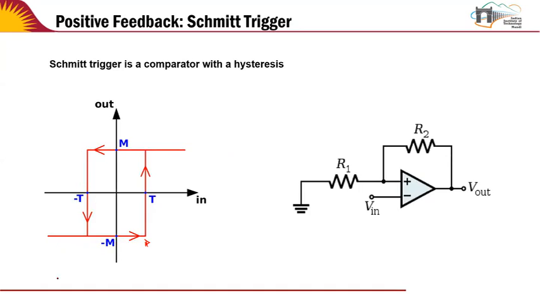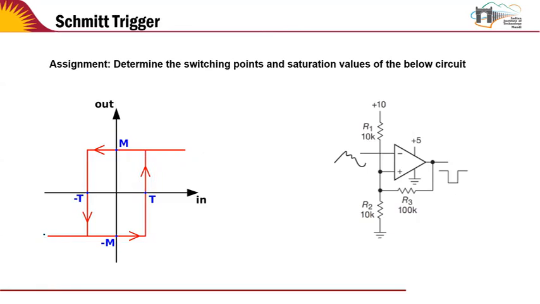So let me use a different color again. So this is the input. So when the input is negative, the output is negative, but then the input has to cross some threshold before the output can switch. But then when the input is again going back to negative, the output will not switch back over here. This does not happen. It has to go to a certain threshold before it can switch back. So this is basically called the hysteresis curve. Okay? So this is how the Schmitt trigger works.